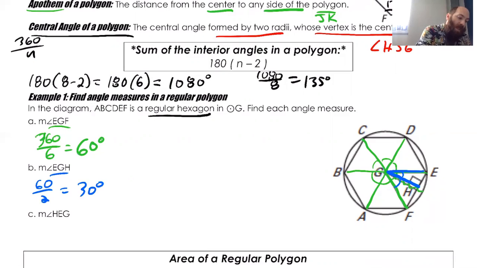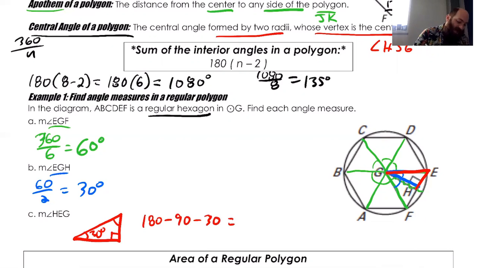Okay. And my last one is HEG. Based on the information I have, I have a little reference triangle. I have a right triangle, this is 30 degrees, and this is the one I want to find. So I can just take 180 minus 90 minus 30 to get that last angle. I do that, and I get 60 degrees again. So that's analyzing the angles formed inside of a regular polygon.